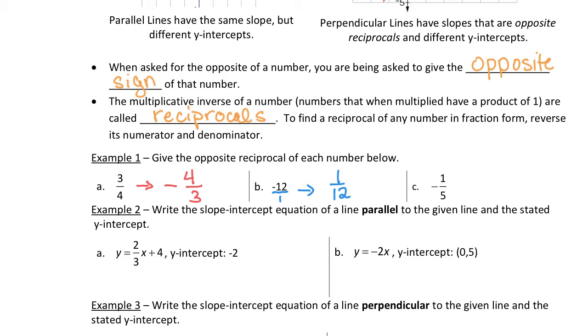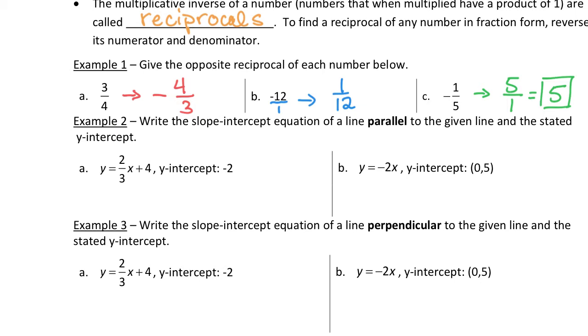The last example, negative 1/5, is an example where you're going to need to simplify it when you're done. So this will become a positive since it started as a negative. The reciprocal would be 5/1. And then if I reduced that, it would just be 5. So the opposite reciprocal of negative 1/5 is just 5.